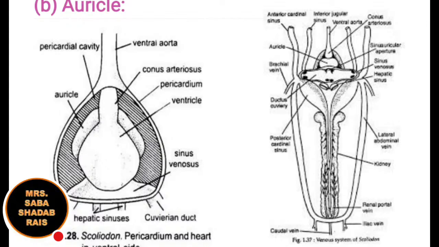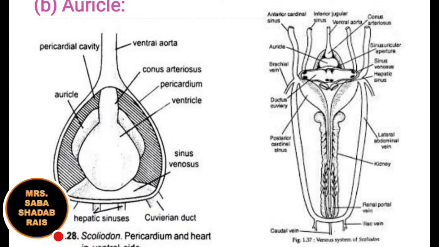In the same way it should communicate with the ventricle. So how is it going to communicate with the ventricle? Definitely there should also be one type of aperture. Now see, this aperture is communicating between the auricle and ventricle, so it is going to be called the auriculoventricular aperture. That means it communicates between the atrium or the auricle and the ventricle.